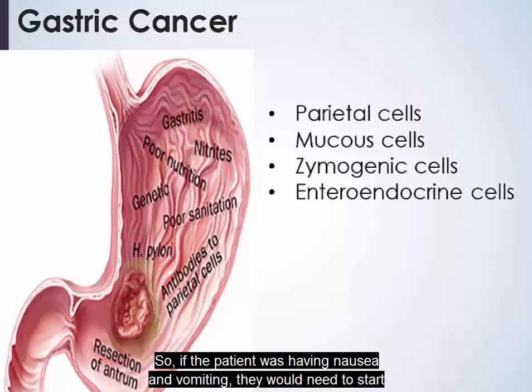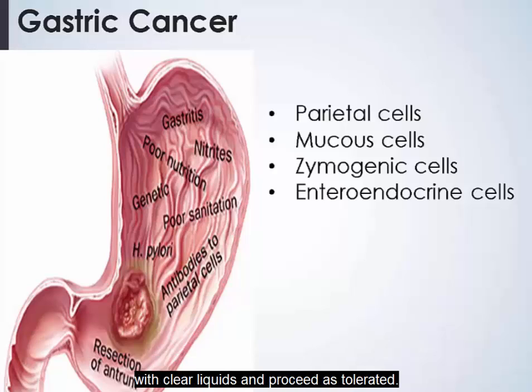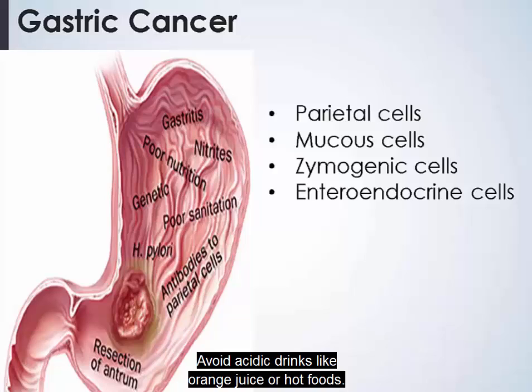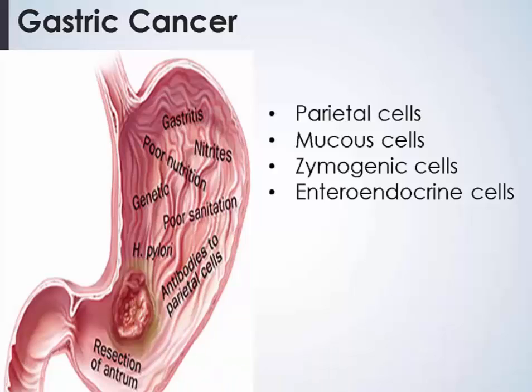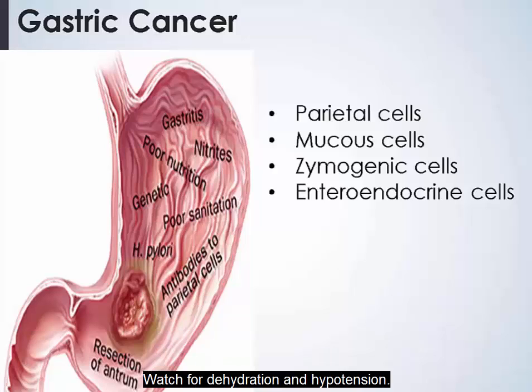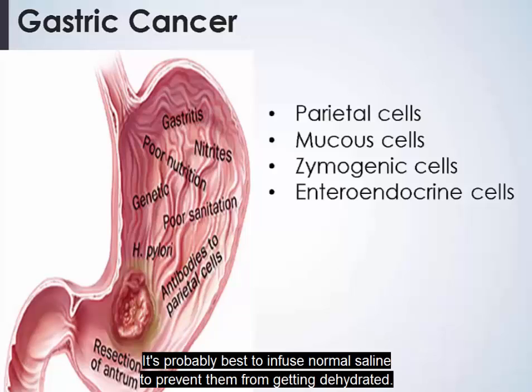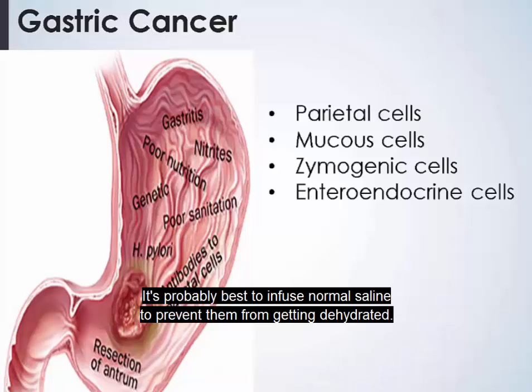So if the patient was having nausea and vomiting, they would need to start with clear liquids and proceed as tolerated. Avoid acidic drinks like orange juice or hot foods. Watch for dehydration and hypotension. It's probably best to infuse normal saline to prevent them from getting dehydrated.